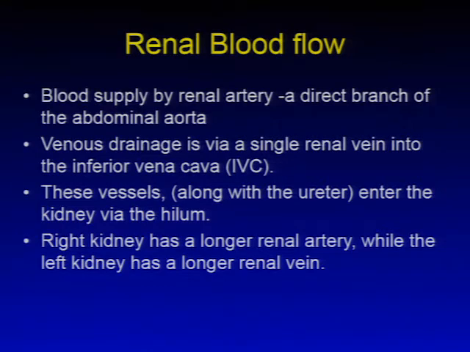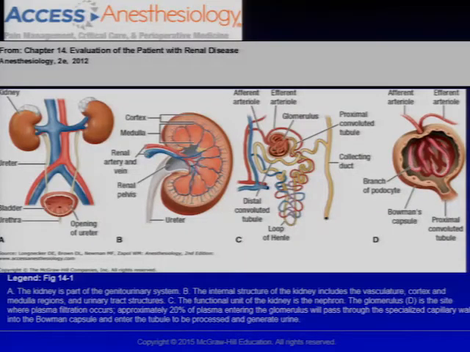The blood supply to the kidney is by the renal artery, which is a direct branch of the abdominal aorta. Venous drainage is via a single renal vein to the IVC. These vessels enter the kidney via the hilum. An important thing to note is the right kidney has a longer renal artery, whereas the left kidney has a longer renal vein. This figure depicts the structure of the kidneys. It also shows the basic functional unit of the kidney, which is the glomerulus and the Bowman's capsule, and we're going to talk about that in detail in the following slides.